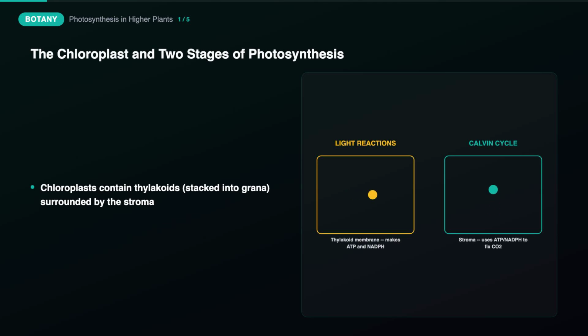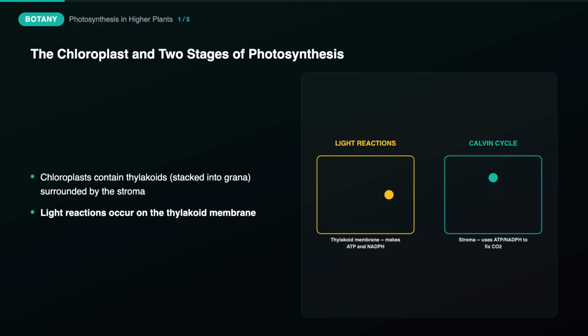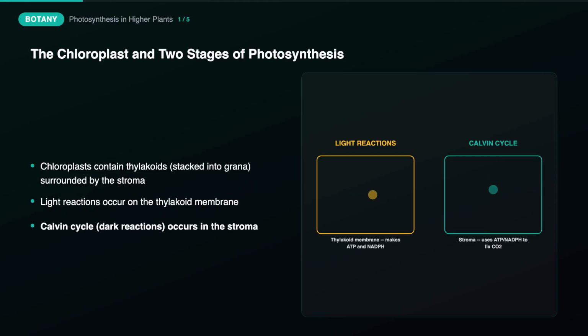Photosynthesis takes place inside chloroplasts, organelles containing stacks of membrane discs called thylakoids, arranged into structures called grana, all surrounded by a fluid matrix called the stroma. This physical structure directly maps onto the two stages of photosynthesis. The light reactions, also called the light-dependent reactions, occur on the thylakoid membrane, where chlorophyll and other pigments absorb light energy. The Calvin cycle, also called the light-independent or dark reactions, occurs in the stroma.